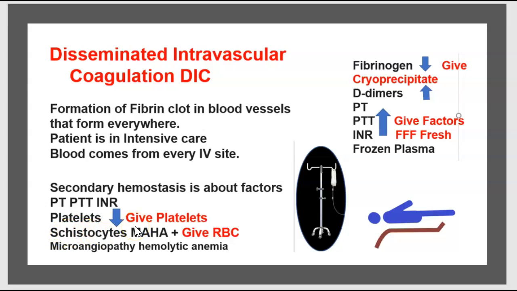Schizocytes, microangiopathic hemolytic anemia. For low platelets, give platelets. And for MAHA, give RBC. Fibrinogen low, give cryoprecipitate. D-dimer increased, PT, PTT, INR increased, give factors, fresh frozen plasma.